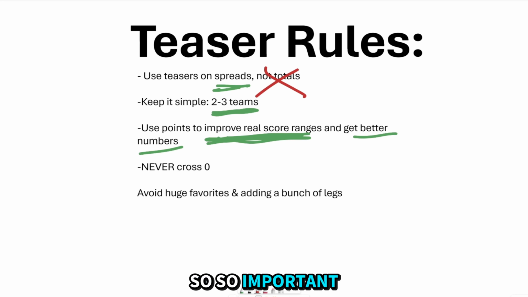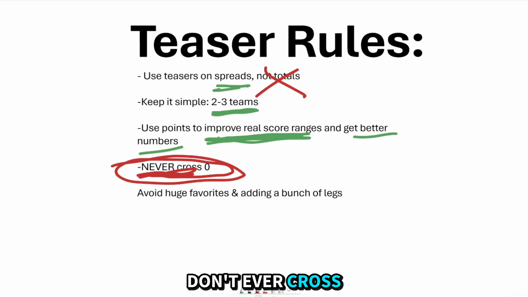So important: never cross 0. Don't ever cross 0. You're giving away an imaginary point to the sportsbook. It is not worth it. Find a different line to tease, or maybe it's not a good day for teasers. Maybe you don't like any of the lines for that day. It's always okay to pass. You don't have to force it if you have to cross 0.